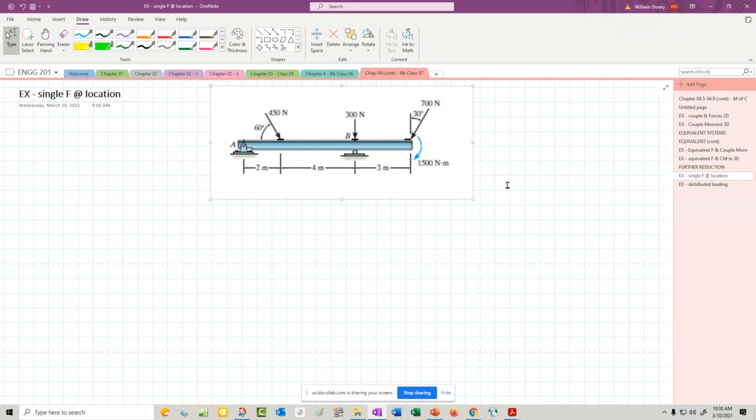So we want to replace these three forces and couple moment with a single force.